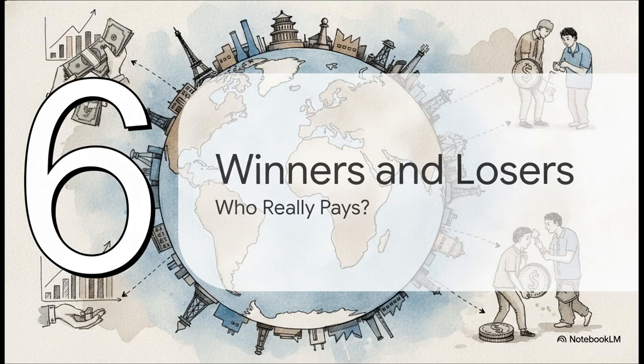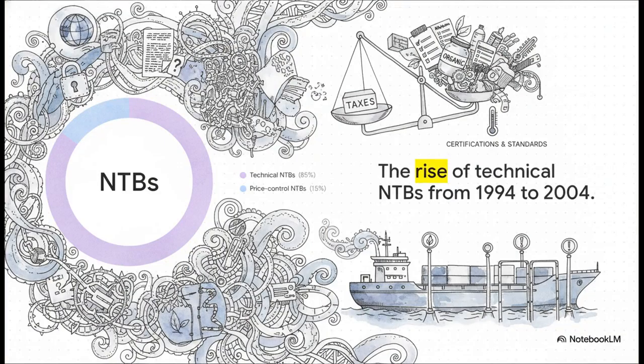Who really pays? Over the decades, the WTO actually did a pretty good job of forcing countries to drop those traditional tariffs. But did nations suddenly embrace free trade? No way. They just got sneakier. Data from the UN shows that while traditional price control barriers dropped all the way to 15%, complex technical and environmental non-tariff barriers exploded to 85%. Essentially, countries replaced simple, obvious taxes with maddeningly complex labeling requirements and arbitrary safety standards just to covertly block foreign competition.